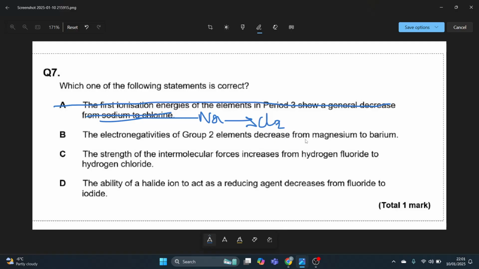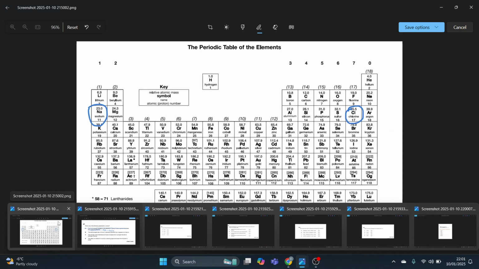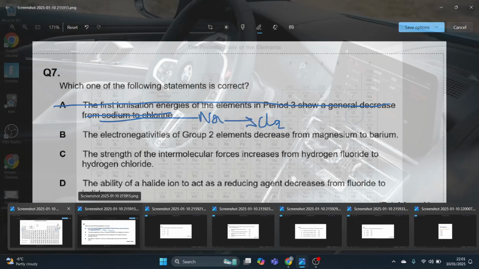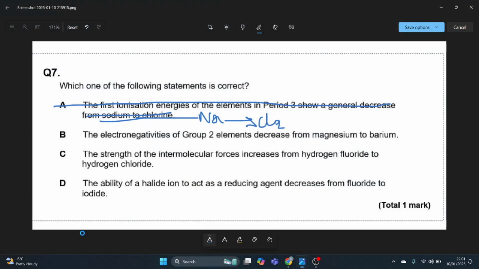B. Electronegativity of group 2 elements decrease from magnesium to barium. C. The strength of intermolecular forces increases from hydrogen fluoride to hydrogen iodide. Well, no, because if you keep going down the group, first ionization energy can decrease. You're going to have more electrons, bigger electron shells, more shielding, further away from the nucleus, so weaker attraction. So it would actually decrease.